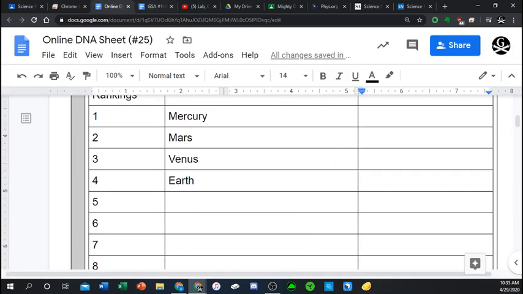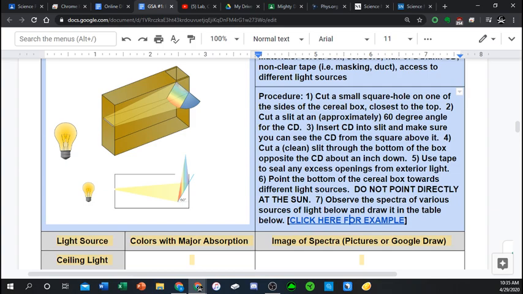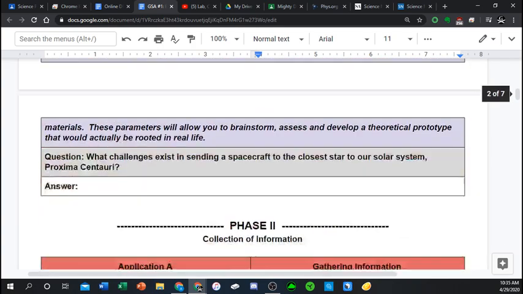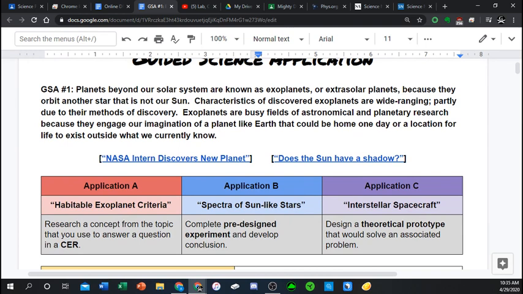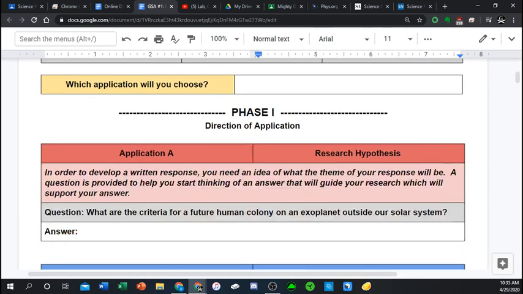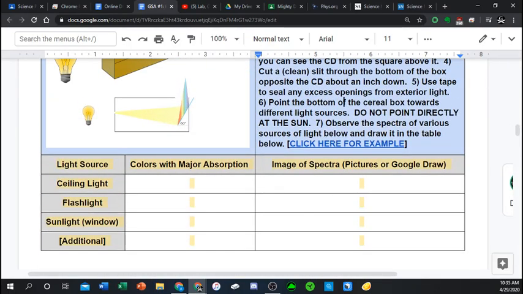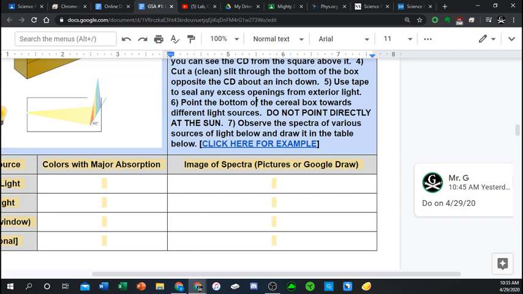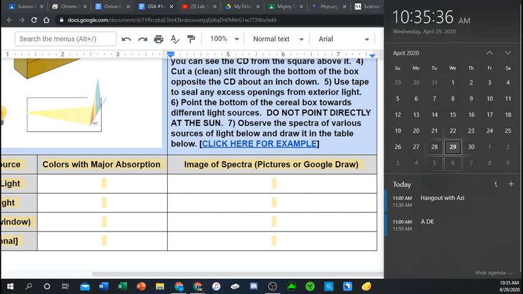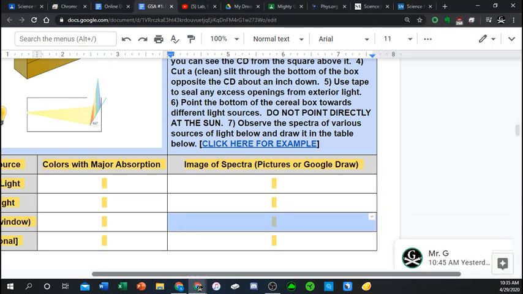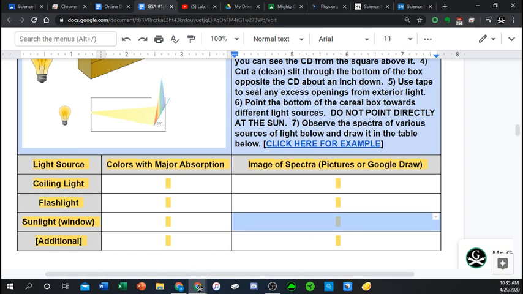And so, if you are having questions on what a spectra is, watch Does the Sun Have a Shadow? This will help you write your analysis slash conclusion later on. Alright? Today you are doing testing, due on 4/29. Oh, today's 4/29. Okay?